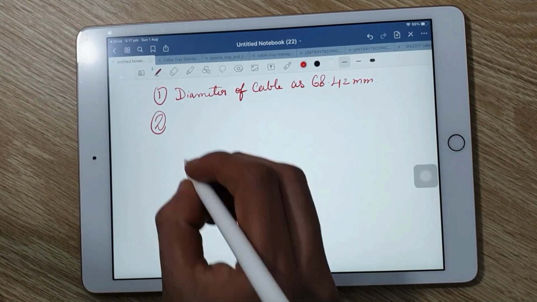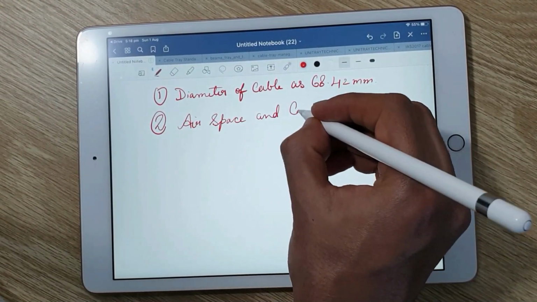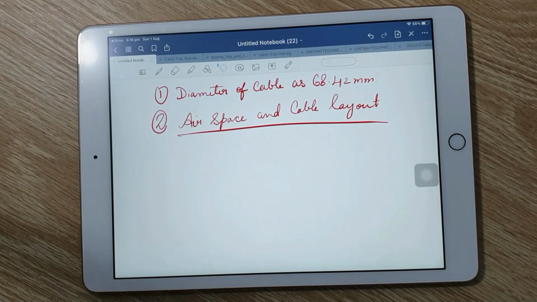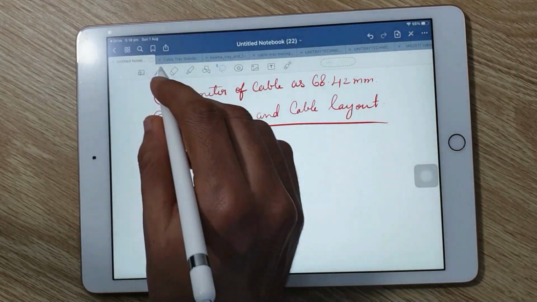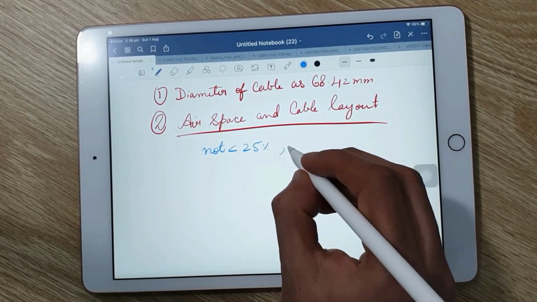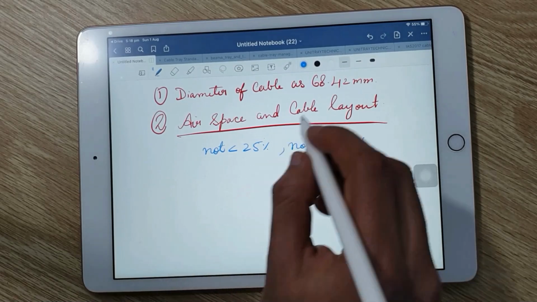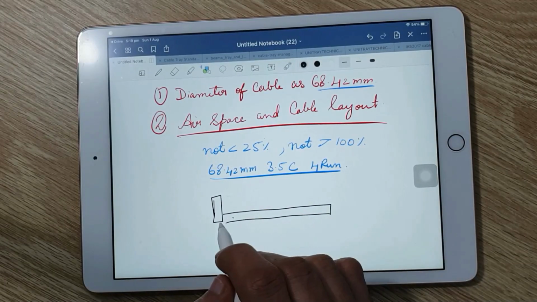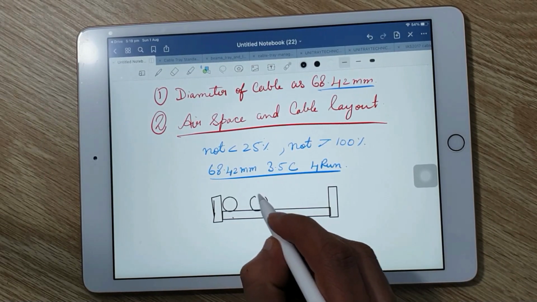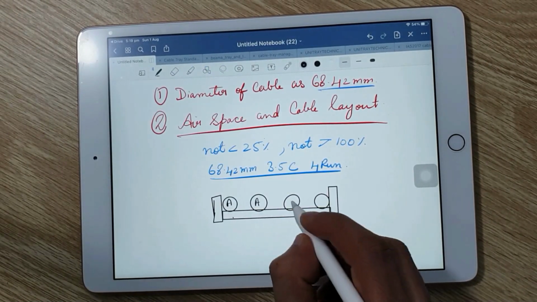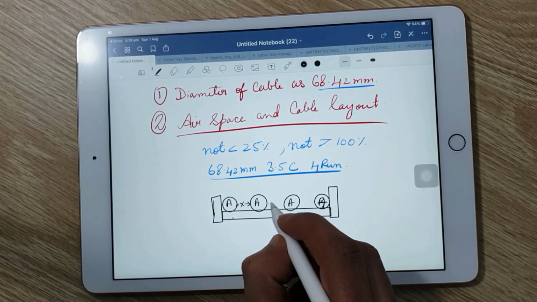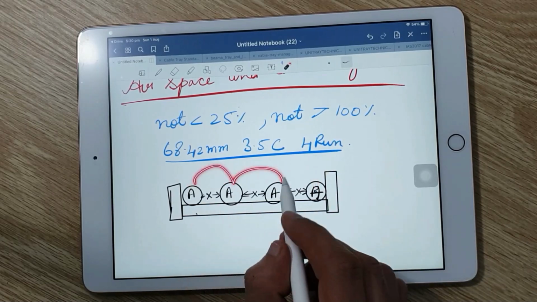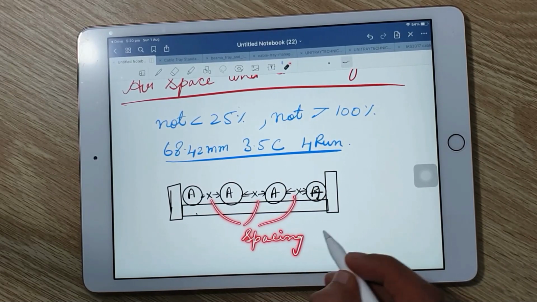Now let's get right into the calculation of minimum required airspace between single conductors. Before that, please make a note that the airspace between conductors should not be less than 25% and not more than 100%. As we know that our conductor diameter is 68.42, we are using a 3.5 core 4 run. So these are the 4 run wires, 4 A's, and the distance between them is X. Please note this as X.